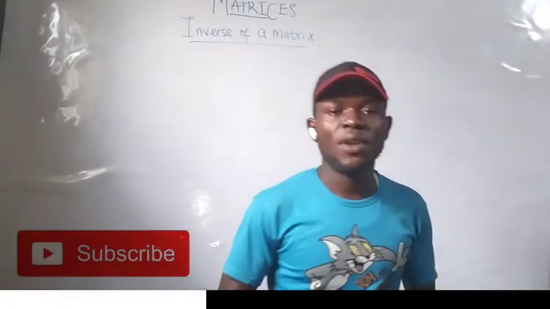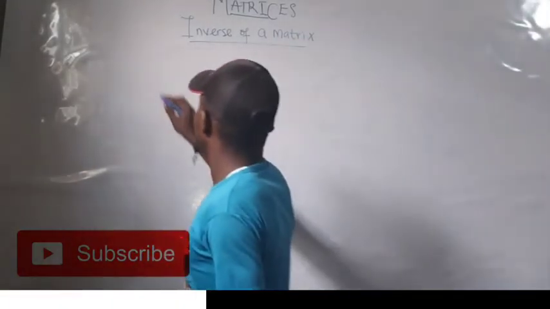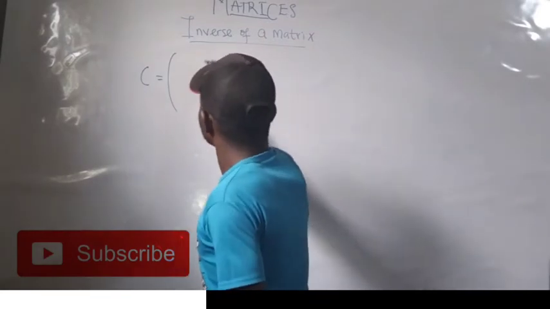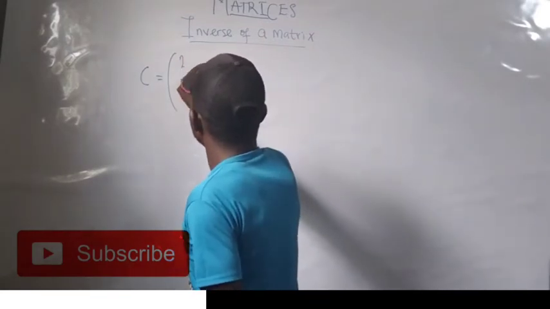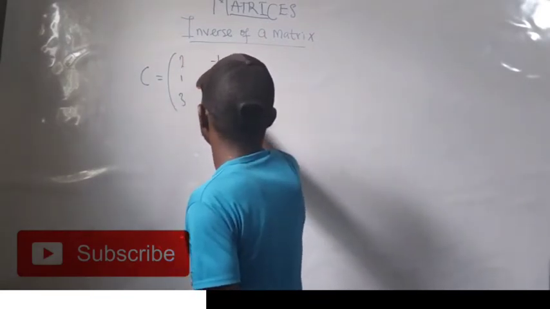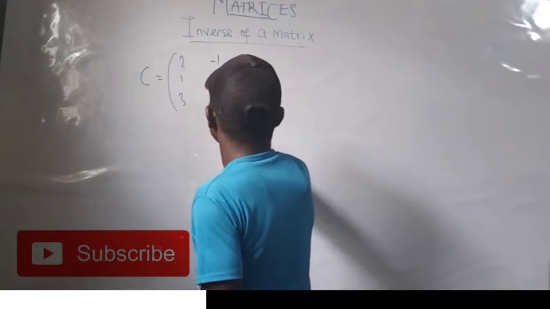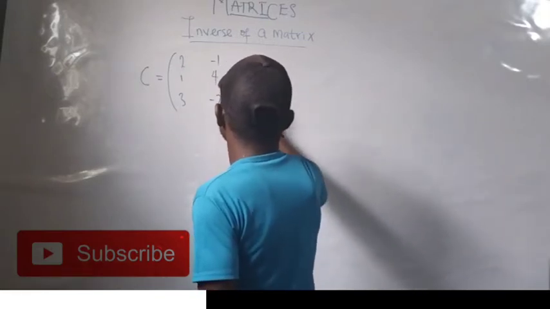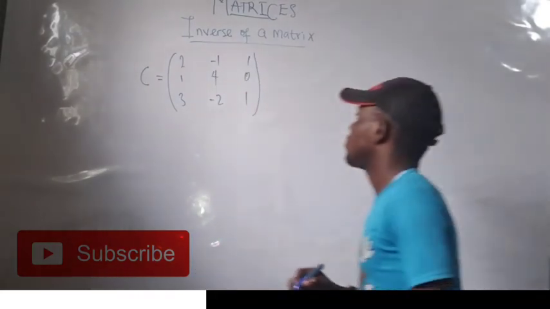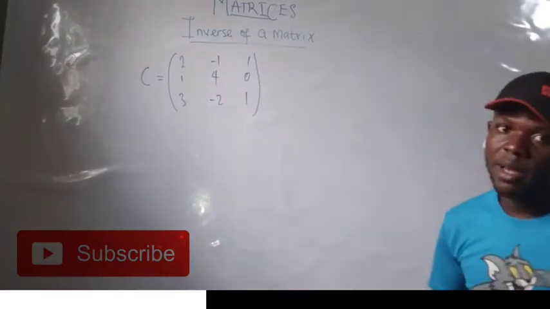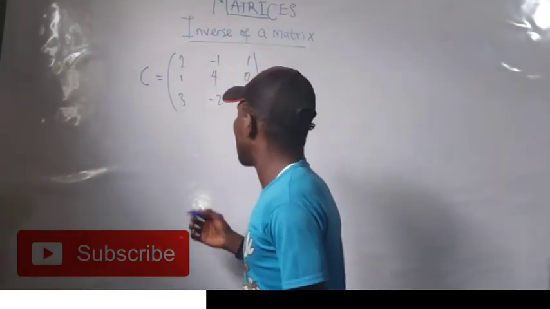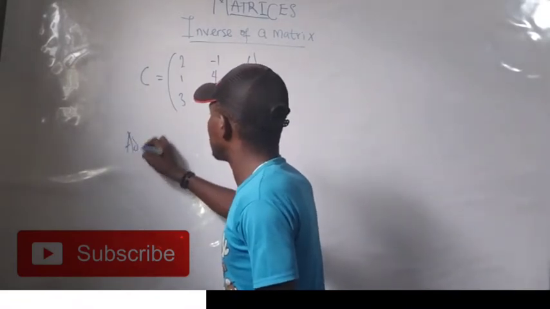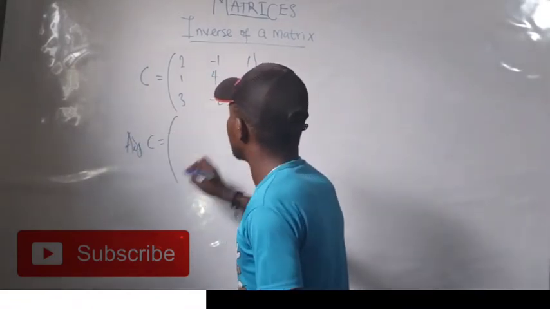But when dealing with a 3 by 3 matrix, for instance, if you are given a matrix C to be, let's say, 2, 1, 3, minus 1, 4, 3, minus 2, 1, 0, 1. Then I'm asked to solve for the inverse of this matrix. What am I going to do? Let's quickly solve for the adjoint of this matrix, which is easy to do. So the adjoint of matrix C is given as what?